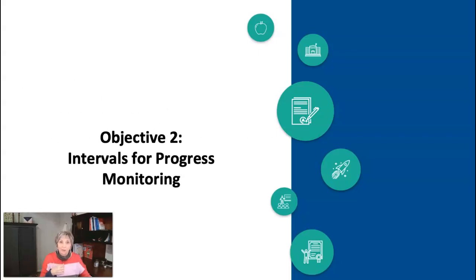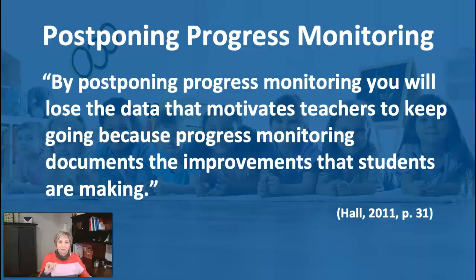So we've talked about why we should progress monitor. Let's now look at how often that should occur. Often a trend I see when I begin working with schools is a tendency to postpone progress monitoring for 9 weeks or even a semester. But the truth is, when you begin to intervene with students, you're going to lose some really important data early on. Susan Hall mentions that it's the data that motivates teachers, but it's also the data that motivates students. It gives us a sense of whether we're headed in the right direction. So I want to encourage you not to postpone too long the start of a progress monitor within your building.